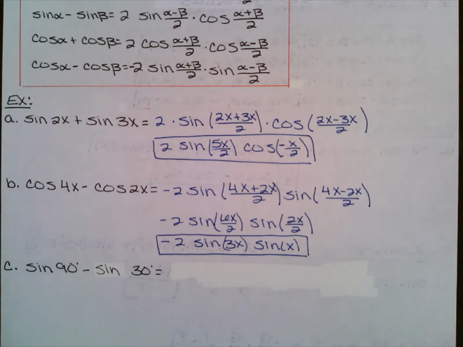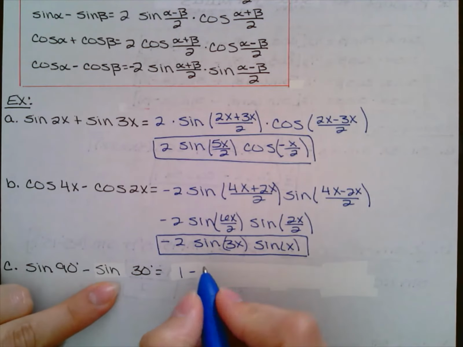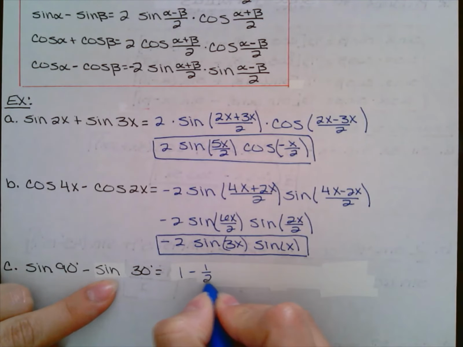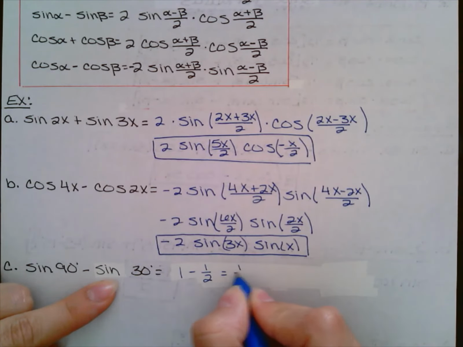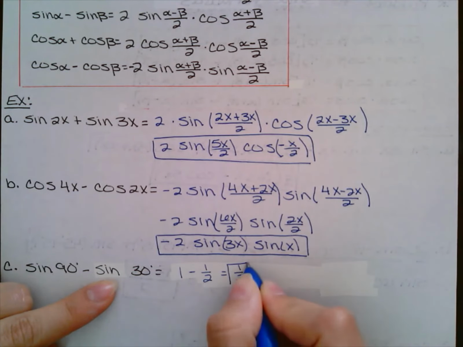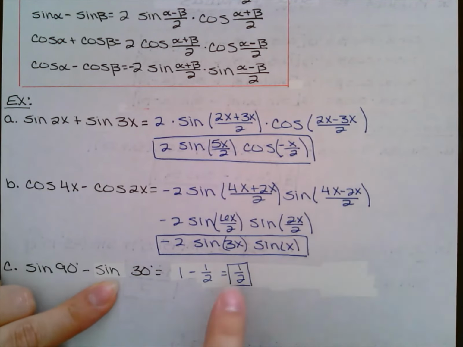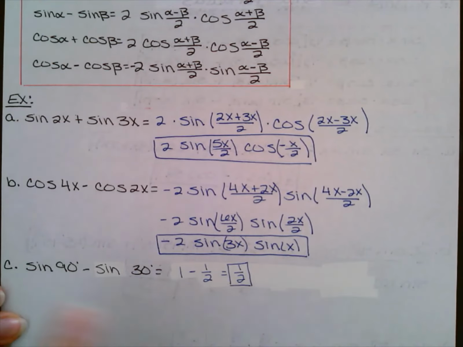So I'm going to use this next one as a proof because both 90 and 30 degrees are on my unit circle. If I go straight to my unit circle, sine of 90 is 1 minus sine of 30 is 1/2. And 1 minus 1/2 gives you 1/2. If I were to use a formula, I should also get 1/2 as an answer.